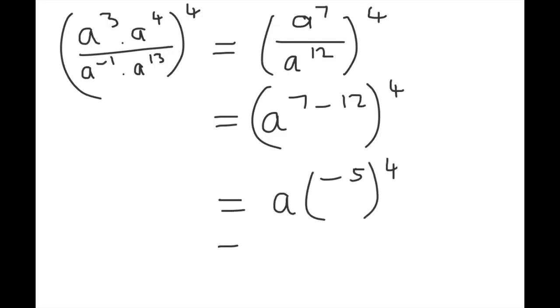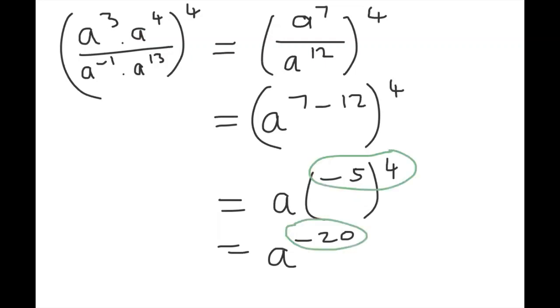If you look at the index laws, I'm going to use law 3. You just multiply the minus 5 by the 4, and then you get a to the power minus 20. Let me double check: a^3 and a^4 is a^7, this one is a^12, and then a^7 minus 12 is a to the power minus 5. Then you multiply by the 4 and get a to the power minus 20. Good, so that's your answer. That's the first one.